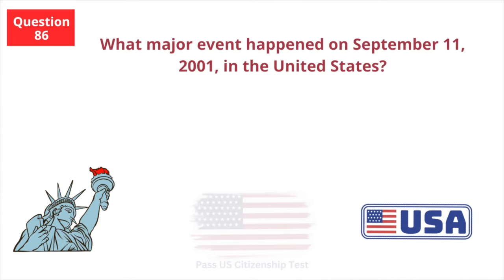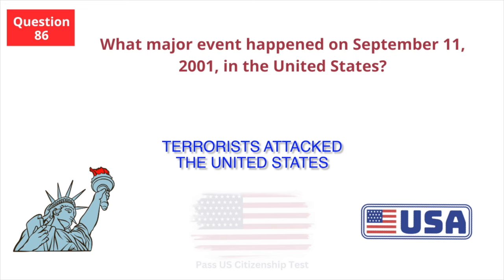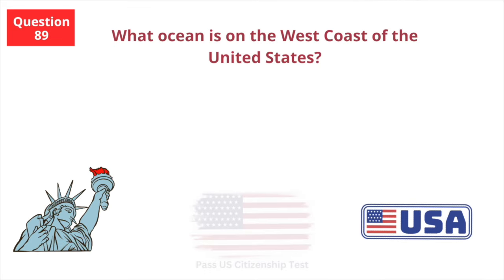What major event happened on September 11, 2001, in the United States? Terrorists attacked the United States. What ocean is on the west coast of the United States? Pacific Ocean.